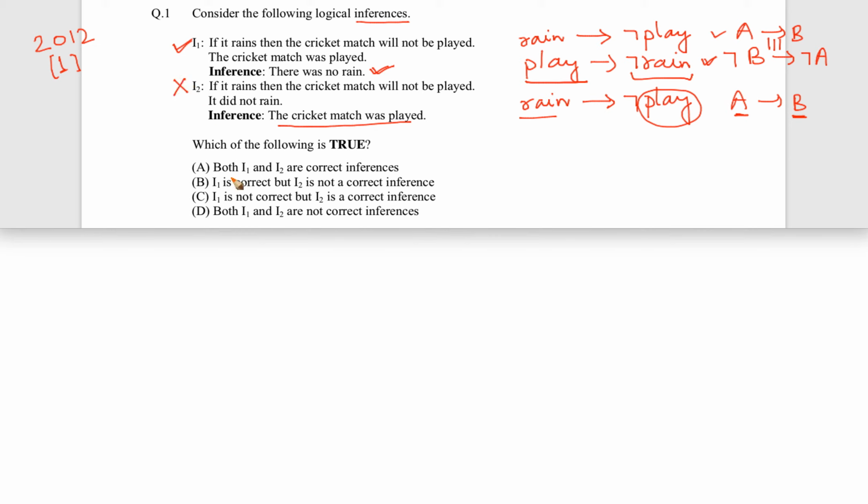So the correct option is, I1 is true, I1 is correct. However, I2 is not a correct inference. So the answer is B.